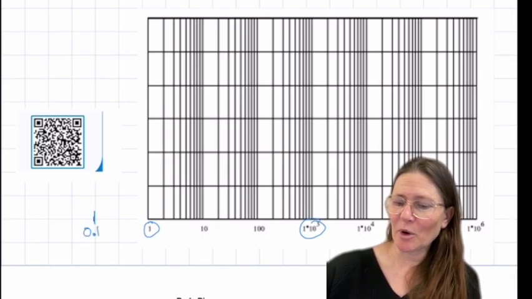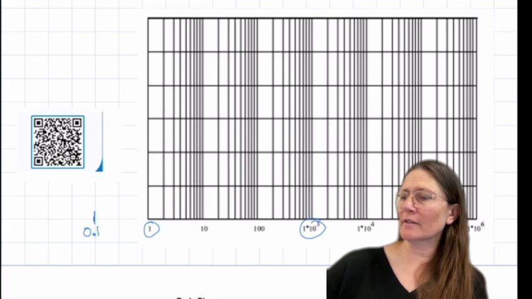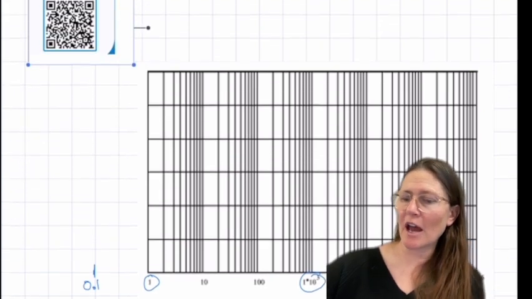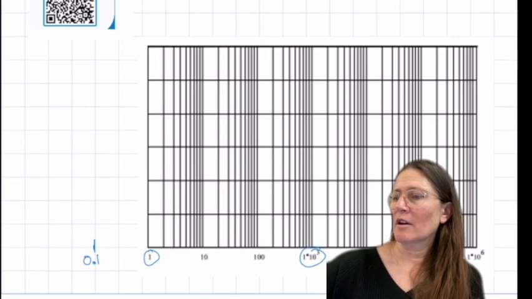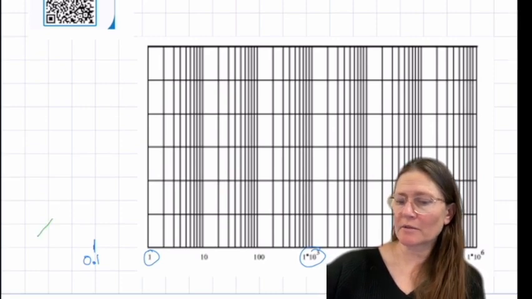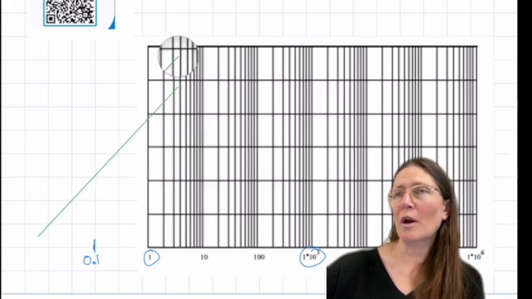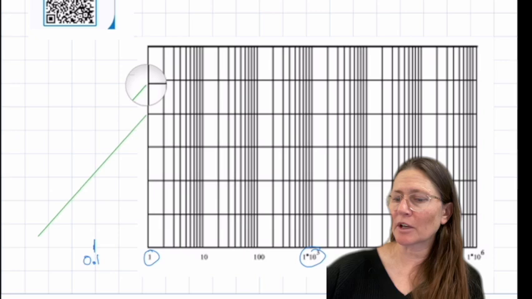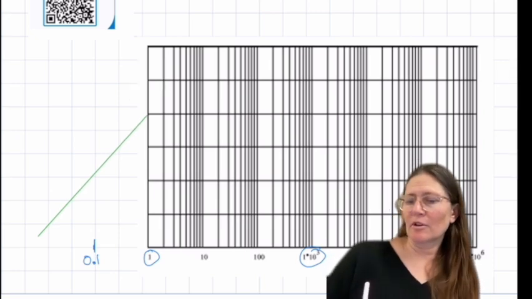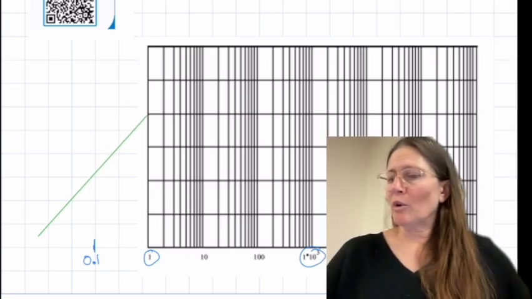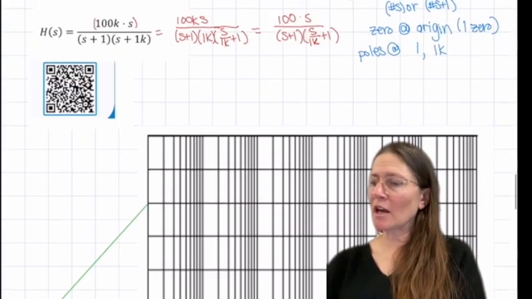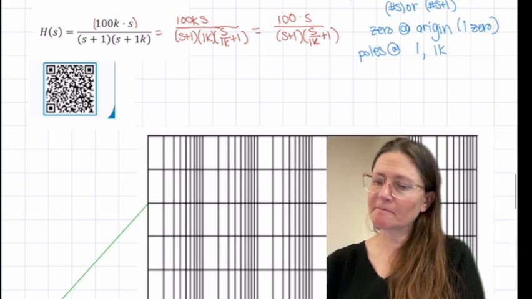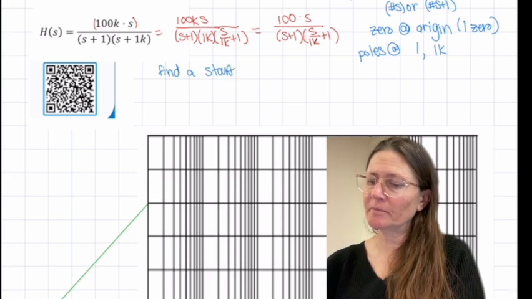I'll say this is my point 0.1, and I know at this location I have a line going through it. I just don't know where exactly it's going through. So I need to find that location. To do that, I would take the magnitude of this. So I need to find a starting value.